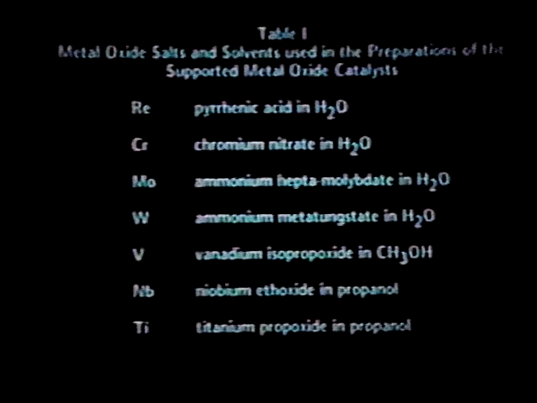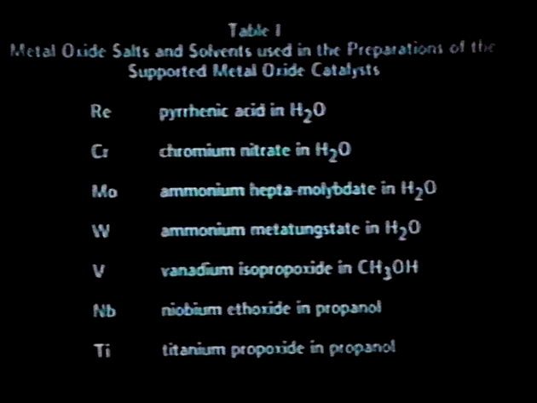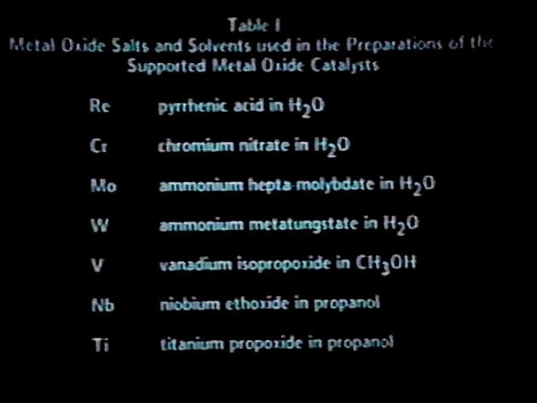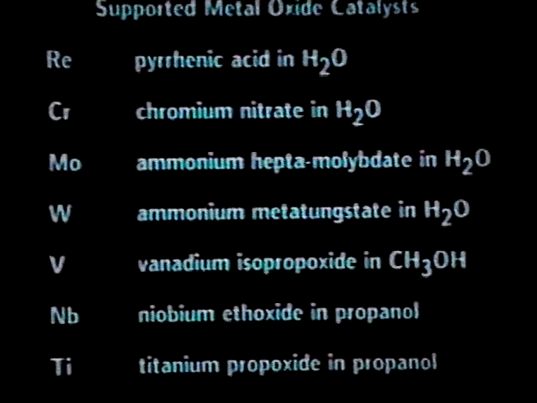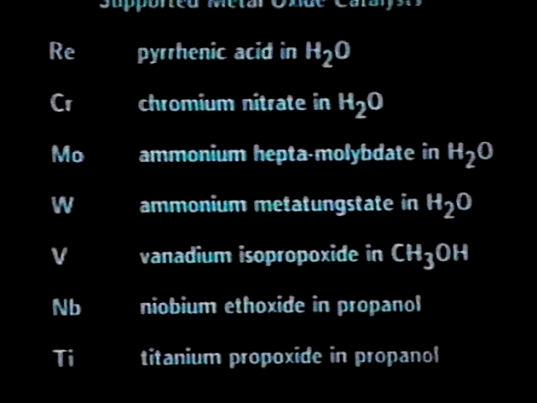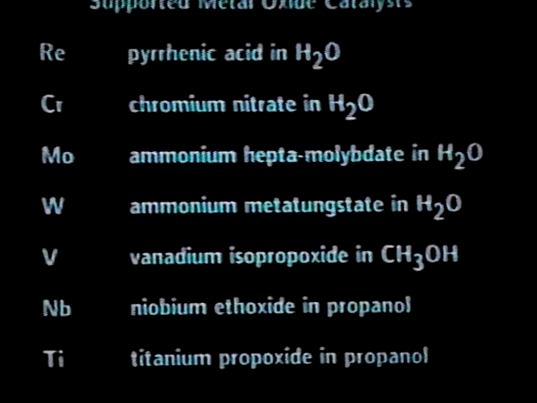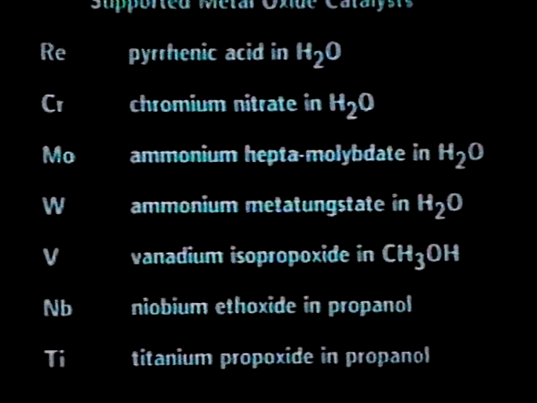And these are the oxides that we're talking about today. These are the metal oxides that we'll be depositing on the supports of alumina, titania, and silica. And these are all made by incipient wetness impregnation. The primary choice was to use water as a solvent, but some precursors, like magnesium, niobium, and titanium, were not water soluble, so we used alcohol instead.